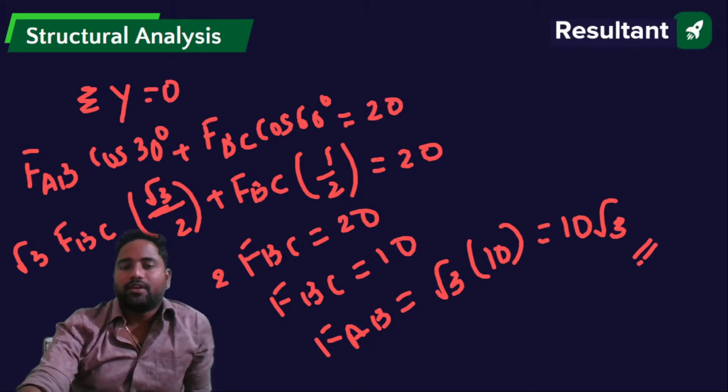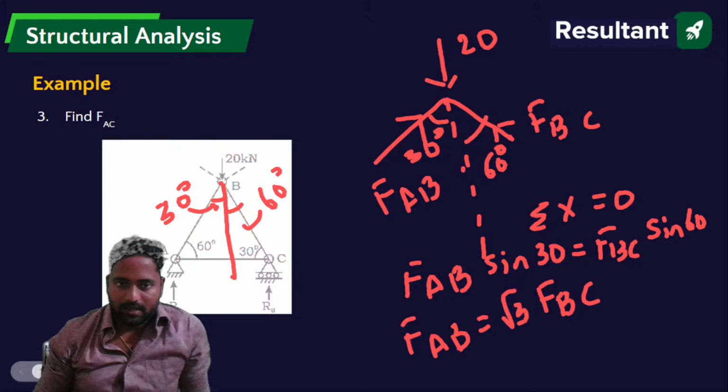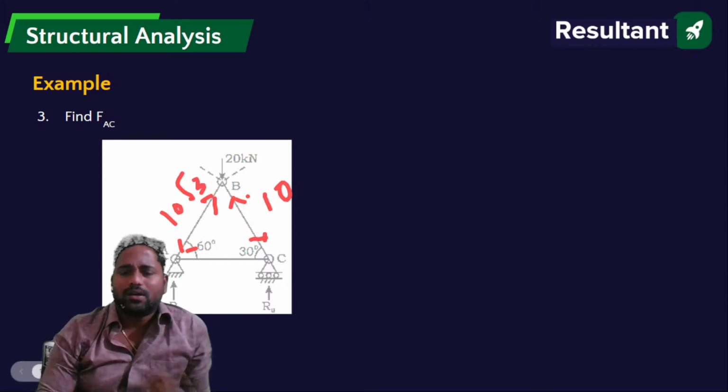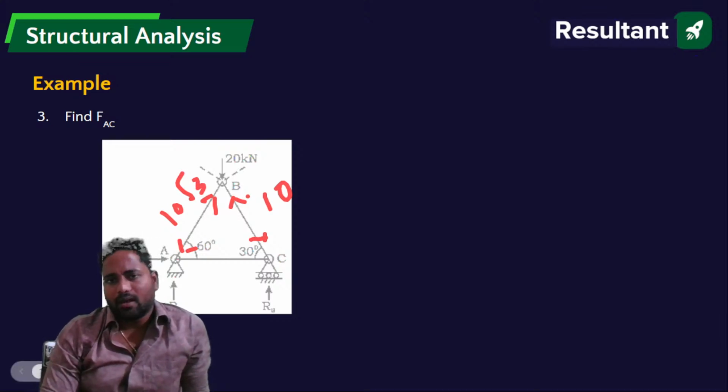FAB, how much you got? 10 root 3. 10 and 10 root 3, right? So I'll erase this. Now FBC is towards the joint 10, and FAB is also towards the joint, 10 root 3. Now you can take equilibrium of any joint, A or C.